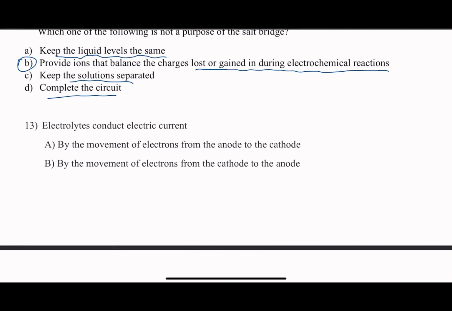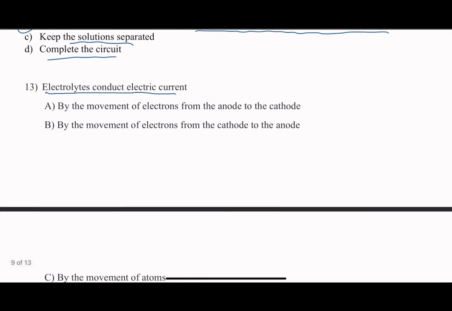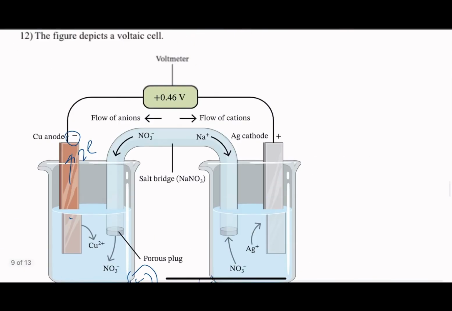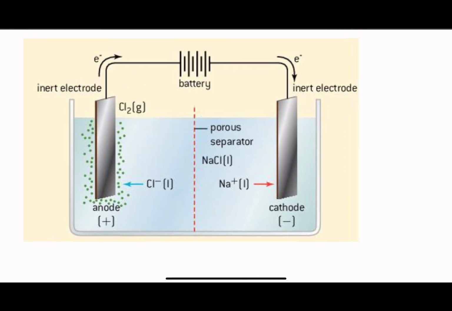Question 13, it's asking how electrolytes conduct electric current. By the movement of electrons from anode to cathode, from cathode to anode, or by the movement of atoms. Now let's look at the electrolytic cell. The electrolytic cell is the one that we had in here. So as you can see, we have the anode where chlorine traveled in here and then gave its electron to this one. So it went from anode to cathode, okay?